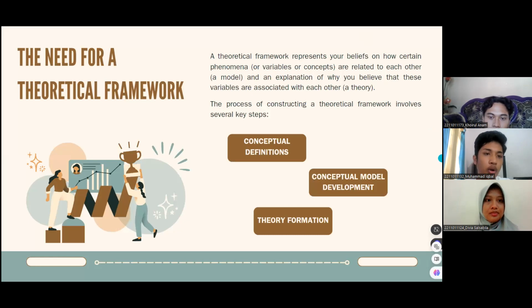The need for a theoretical framework. A theoretical framework represents your belief on how certain phenomena, variables, or concepts are related to each other, and an explanation of why you believe that these variables are associated with each other. The process of constructing a theoretical framework involves several key steps. The first one is conceptual definition, conceptual model development, and theory formation.